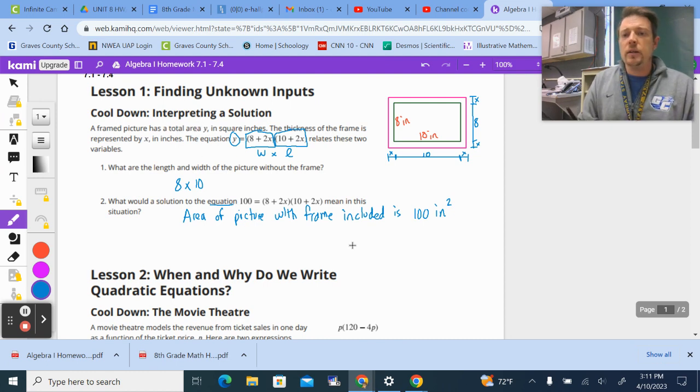All right, so that's all you really need there. I hope that was helpful to help get you to understand lesson 1 a little bit better. It's kind of a weird introduction to quadratics and solving equations for them, but hopefully this was helpful.